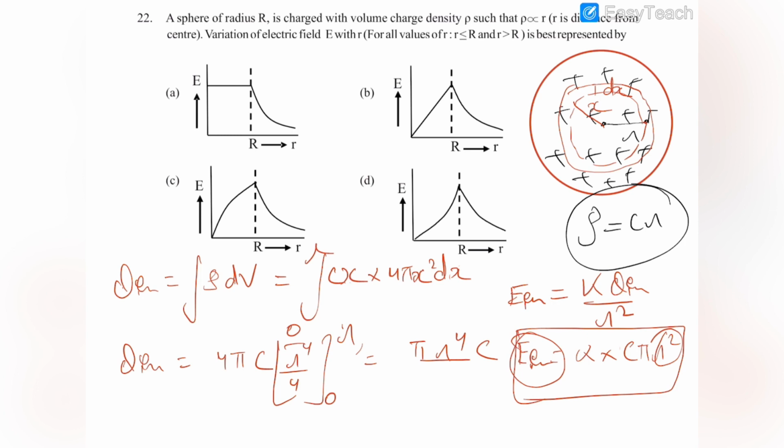And externally, outside this sphere, this electric field, E outside, will be k Q total. Q total is the total charge, which is constant, divided by r square. So outside, this graph would be a hyperbola. So the correct answer will be option number D. Now we move on to the next question.